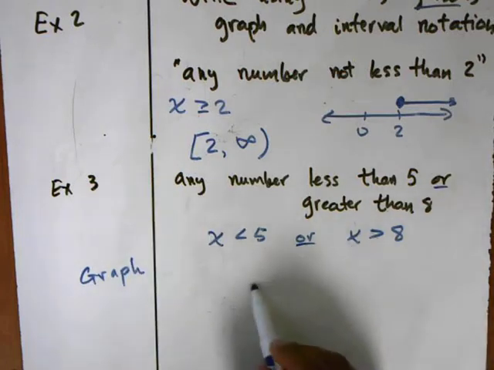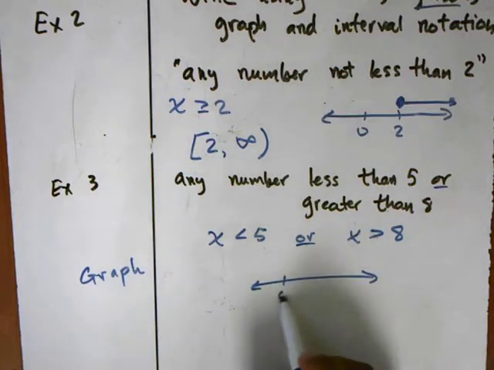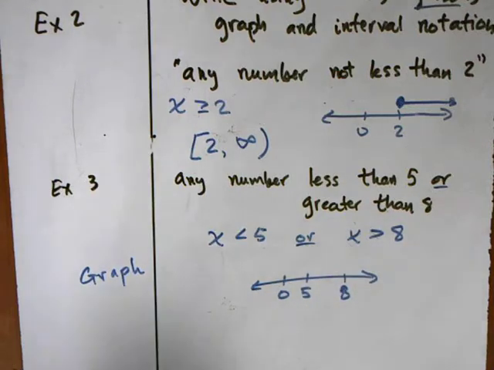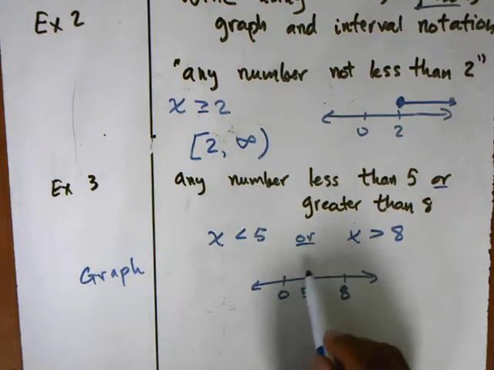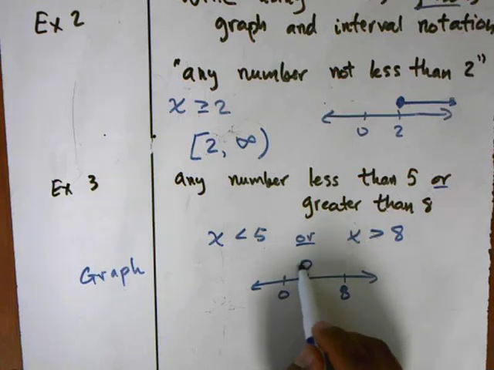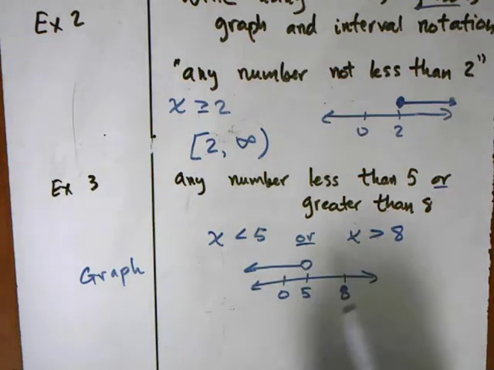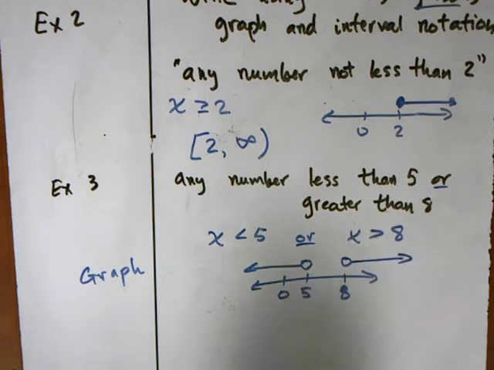As a graph, and I'll write graph on the side here. This would be, let's draw our line, put 0 on there, 5 on here, and 8 on there. It's not drawn perfectly to scale. So less than 5 means all the numbers starting at 5 and going to the left of it, so this could be less than that, or any number that's greater than 8.